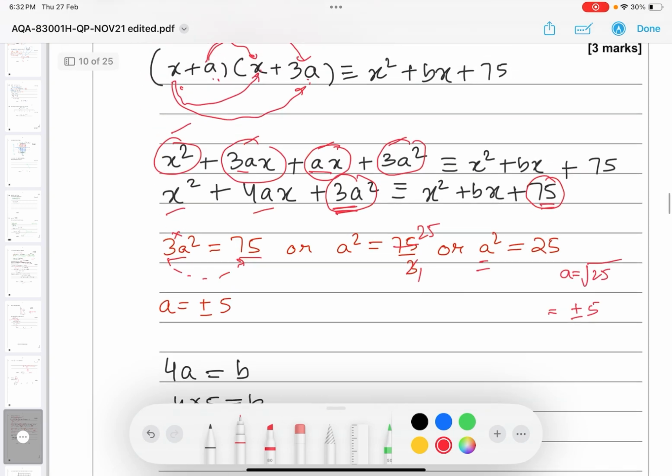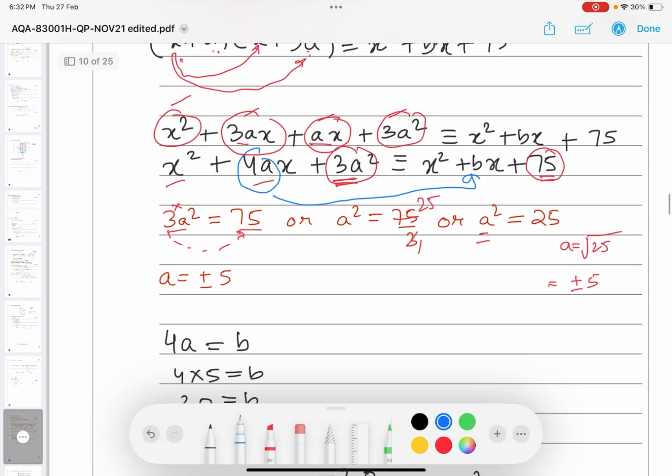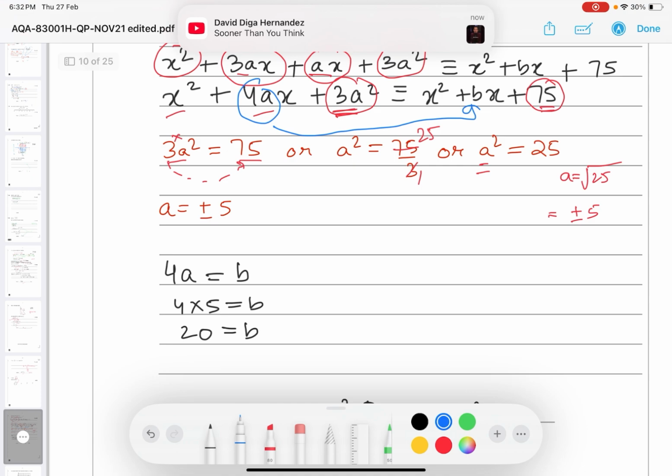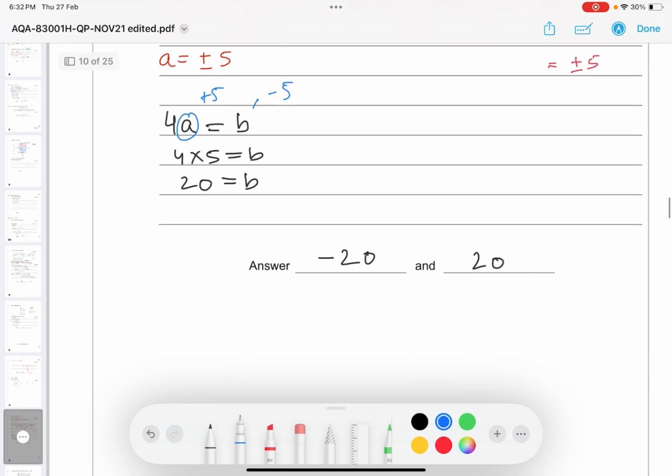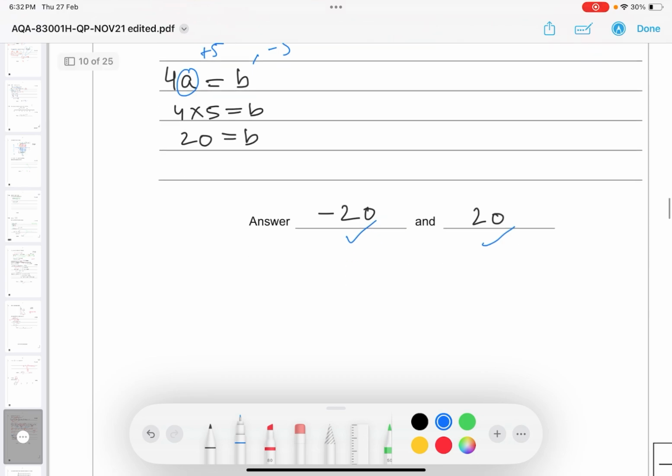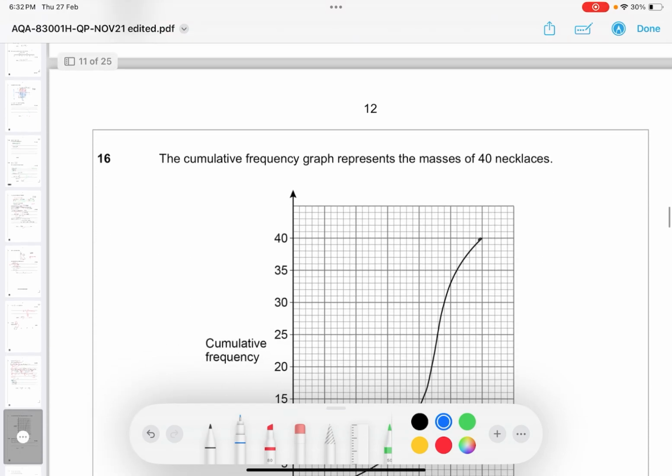Now, we all know if we compare over here, just look very carefully. 4a equals b. If 4a equals b, what was the value of a? The value of a was plus 5 and minus 5. If we put plus 5, we will get 20. If we put minus 5, we will get negative 20. Let us move on to the next question.